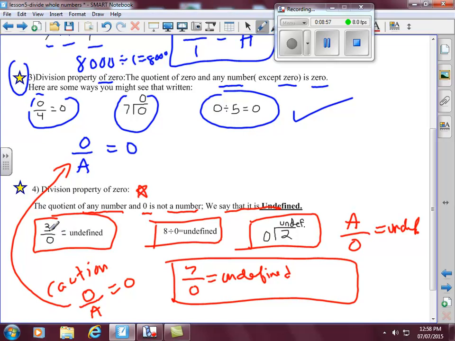One of my students made sort of a little rhyme. 0 under the line is undefined. So that's how you can remember here. 0 under the line is undefined. 0 above the line is okay. 0 divided by anything is 0.